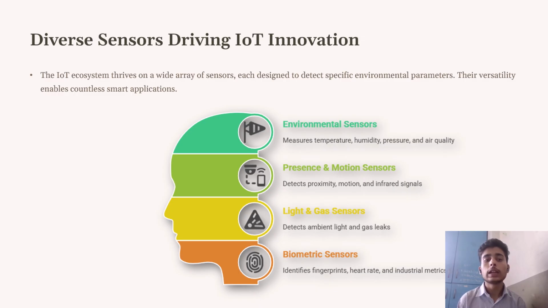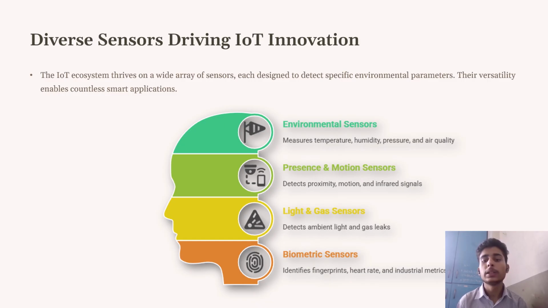Next step is types of sensors. IoT nowadays provides a vast variety of sensors to us. These sensors can be mainly divided into four categories. First one is environmental sensors. These measure data about environmental aspects like temperature, humidity, pressure, air quality, etc.